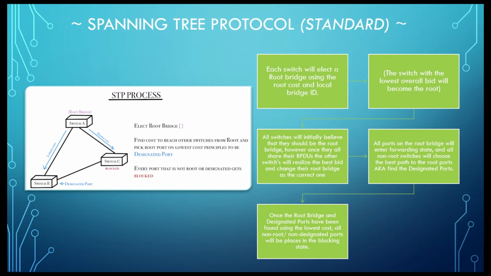The Spanning Tree Protocol standard. The way this works is each switch will elect a root bridge using the root cost and local bridge ID. Then the switch with the lowest overall BID will become the root. All switches will initially believe that they should be the root. However, once they all share their BPDUs, the other switches will realize the best BID and change their root bridge as the correct one. All ports on the root bridge will enter forwarding state, and all non-root switches will choose the best path to the root ports, aka find the designated ports. Once the root bridge and designated ports have been found using lowest cost, all non-root, non-designated ports will be placed into blocking state.